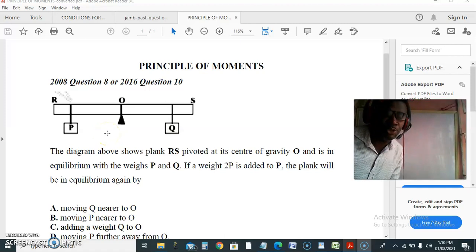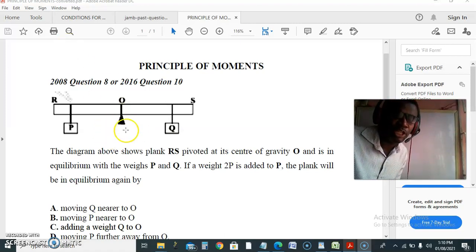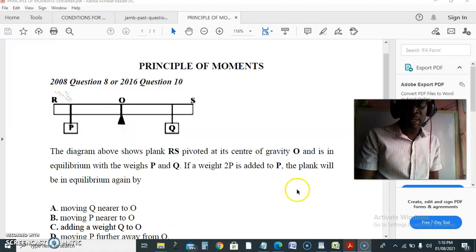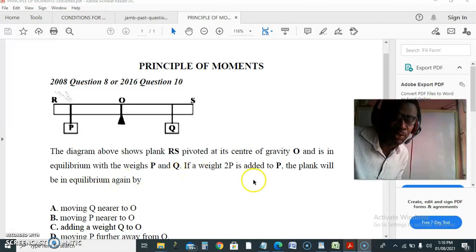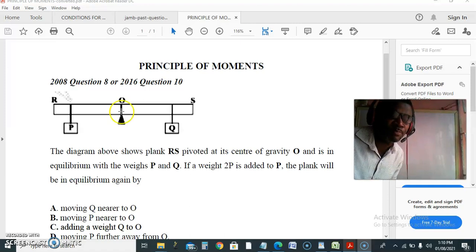The diagram above shows a system, a plank that is in equilibrium with this fulcrum O. When the plank is in equilibrium, 2P is eventually added here. So what's going to happen? How will the plank return to equilibrium? Is it by moving Q nearer to O?